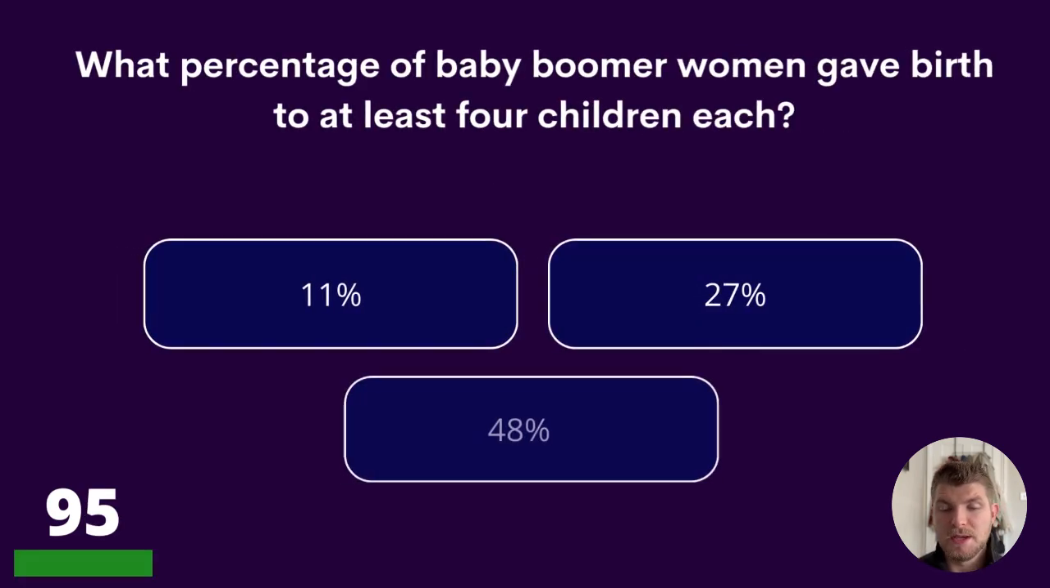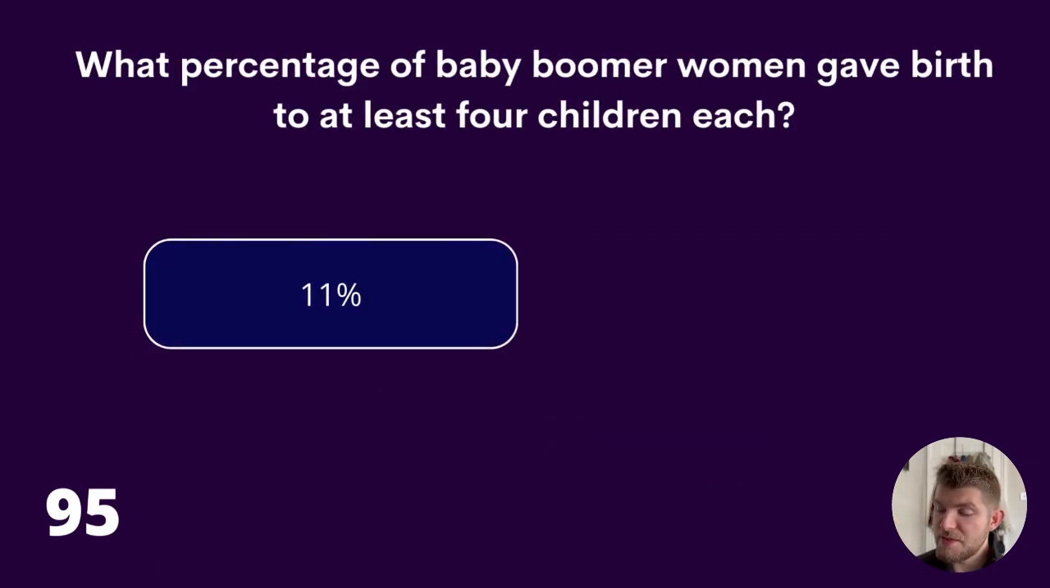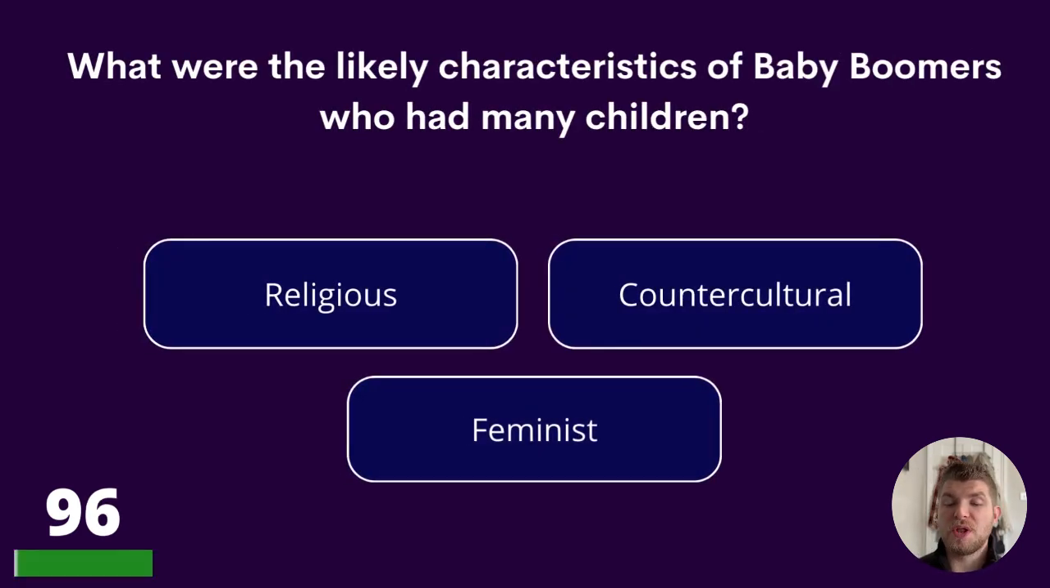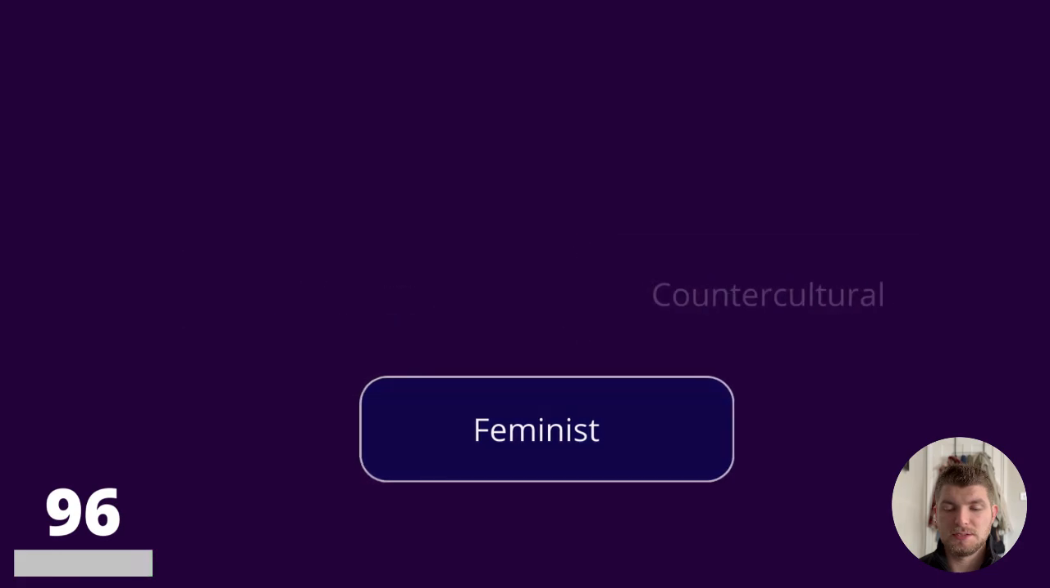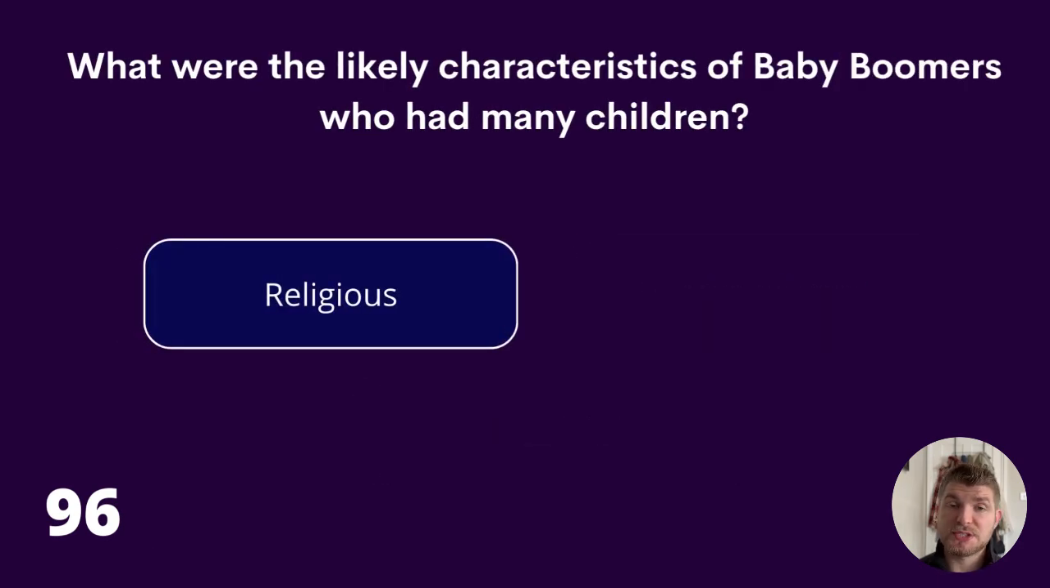Question 95. What percentage of baby boomer women gave birth to at least 4 children each? 11%, 27%, or 48%? The answer is 11%. There's only 5 questions left. 96. What were the likely characteristics of baby boomers who had many children? Religious, countercultural, or feminist? The answer is religious.